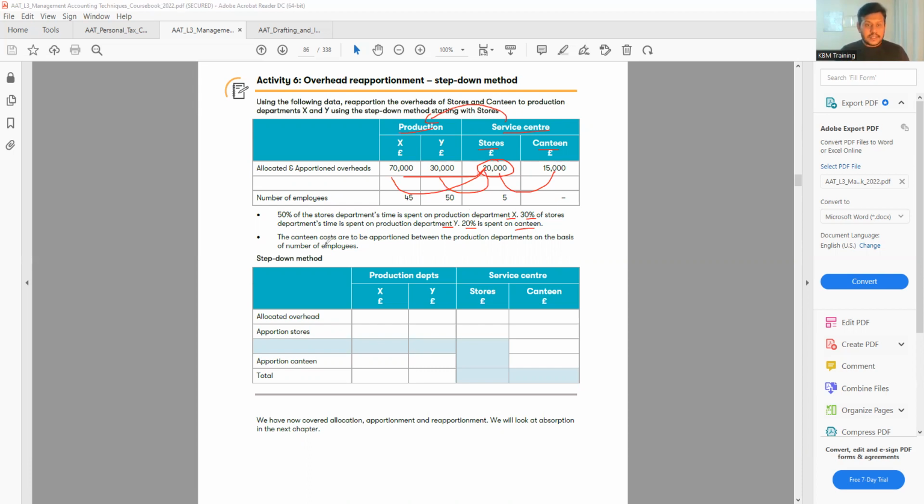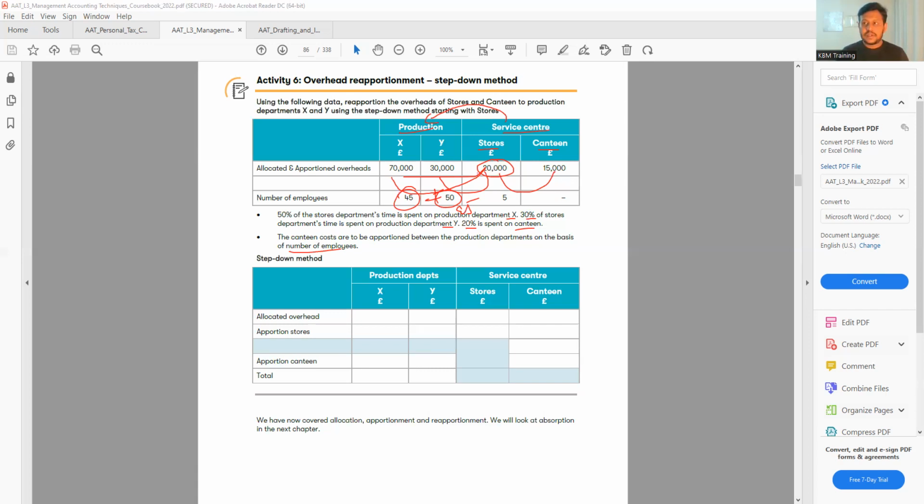And they said the canteen costs are to be apportioned between the production departments on the basis of the number of employees. So we need to see how many employees we have. We have 45 plus 50. So for X and Y, we have a total 95 employees. 45 plus 50 is 95. So of the 95, we'll do 45 for the production X and 50 for our Y. Okay, let's do it, then we'll understand it more.